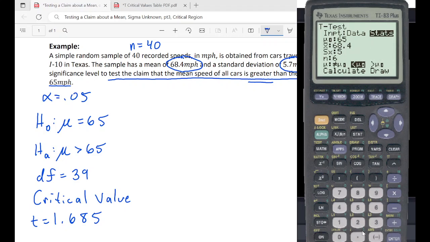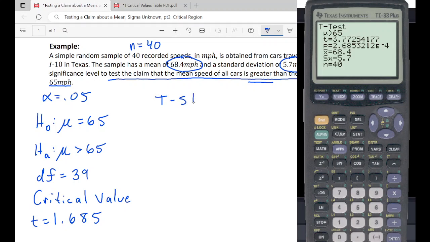5.7. Our n is 40, as we have from before. Then our alternative hypothesis is greater than, so we're going to go down here and select greater than, and then calculate. That's going to give us a test statistic of 3.772, and we can round it up, so 3.773. So our t-stat, our test statistic, is going to be 3.773.